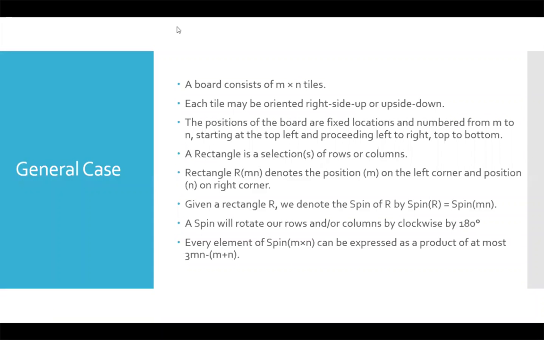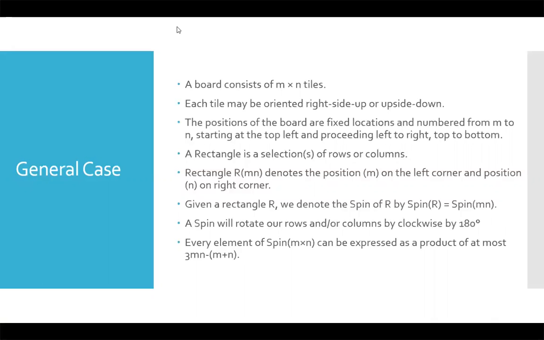Here we have the general case where the board would consist of an m by n tile, and each tile may be oriented right side up or upside down. The positions of the board are fixed locations and numbered from m to n, starting at the top left and proceeding left to right, top to bottom. A rectangle is a selection of rows or columns. The rectangle R composed of m and n denotes the position where m is on the left corner and the position that n is in is on the right corner.